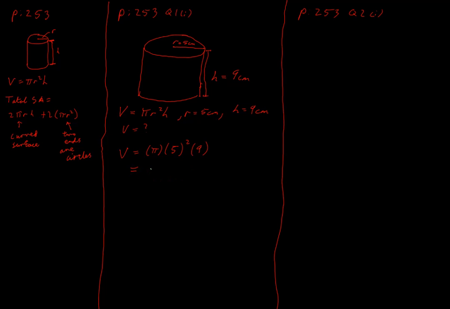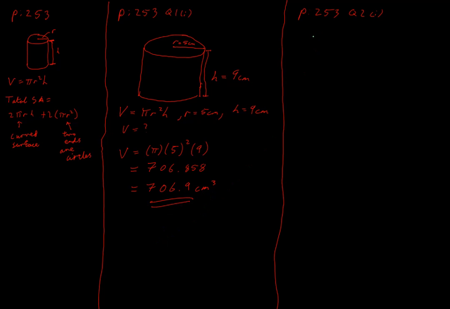Now when I put that into my calculator, I get 706.858 and so on. And in this question it asks me to give my answer to 1 decimal place, so I'm going to round this to 706.9, and I remember that my units for volume are cubed. So for area it's squared, and for volume it's cubed, and for length it would just be centimeters. So this is my final answer as I've been asked to give it in my book.